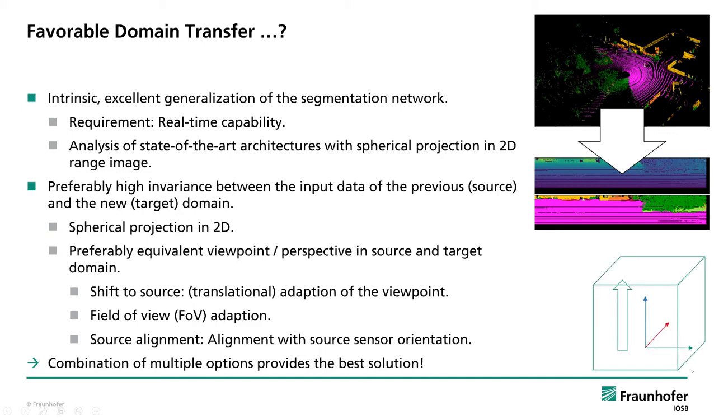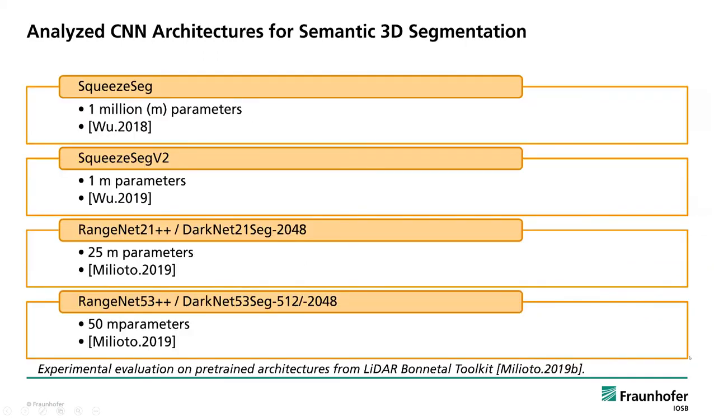So as I said, one option is to just shift the coordinate system. And also, as we know, different types of sensors have different fields of view that we need to adapt. So we looked at different state-of-the-art semantic segmentation architectures. One, already some years old, but it has a lower number of parameters. So we chose the SqueezeSeg and the SqueezeSeg version 2 architectures for comparison here. Also the RangeNet 21 with a darknet backbone, which is approximately 25 million parameters. And we also looked at RangeNet 53, with two different widths of our spherical projections.